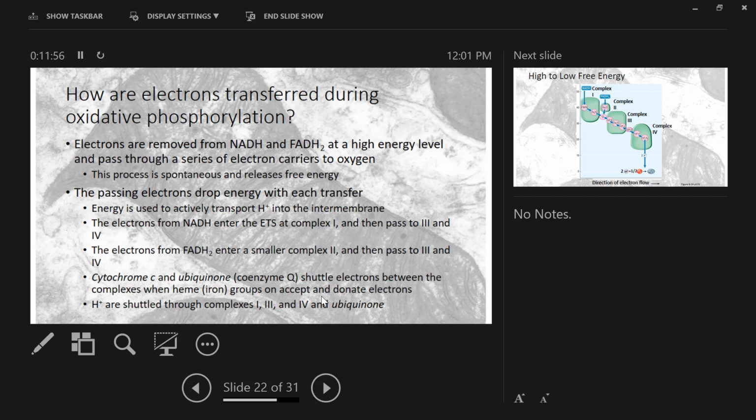So yeah, Rachel. The last point. What's the last part? There's something weird about the wording. Oh, so the hydrogen ions are shuttled through the ion channels, complexes 1, 2, and 4. Cytochrome C and ubiquinone shuttle electrons between the complexes when heme groups on the enzymes accept and donate electrons. Okay. Or you can just eliminate the ion. I'm sorry, that's terrible too. That was probably worse than my little rant that just happened.